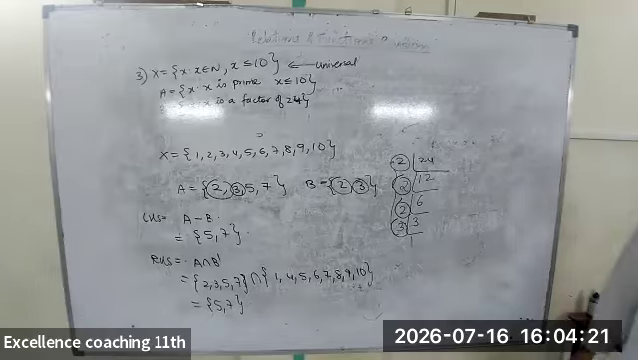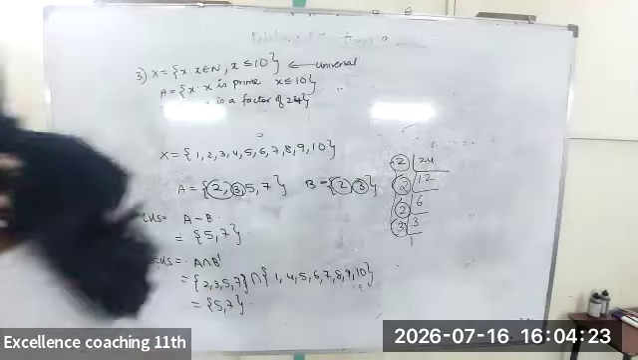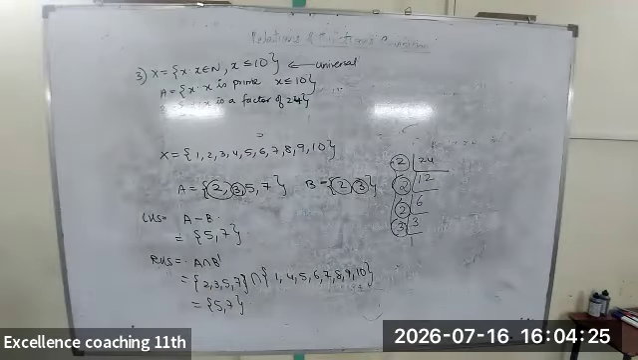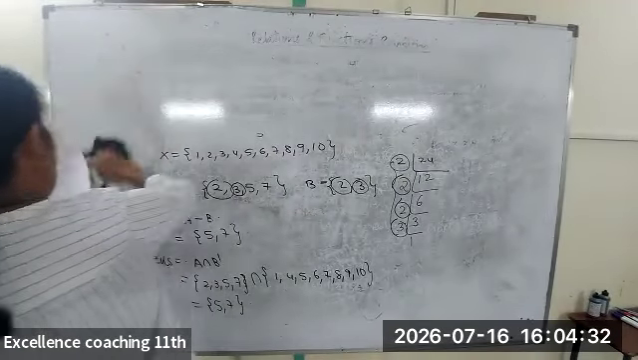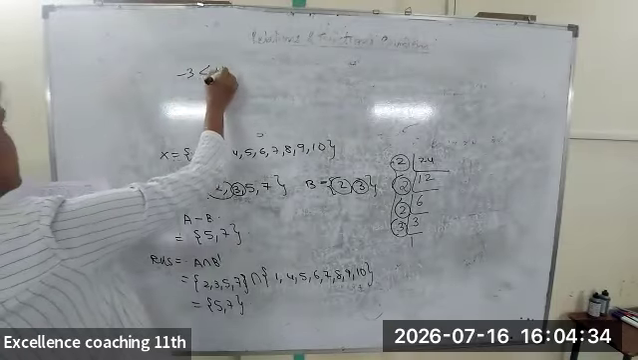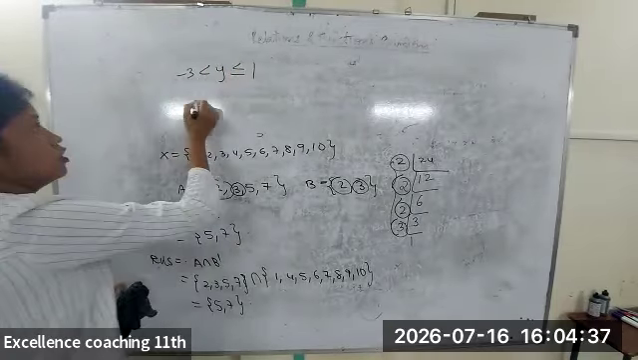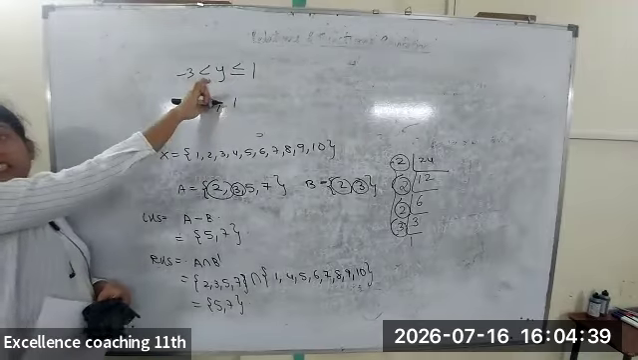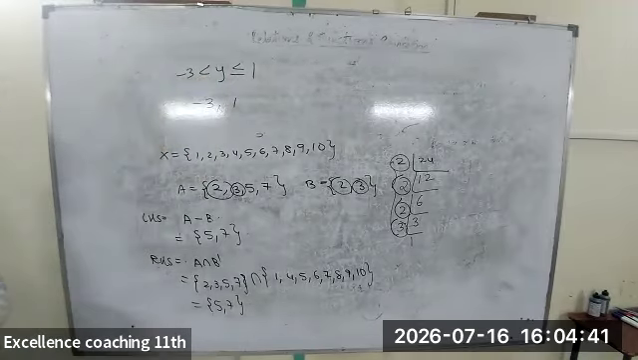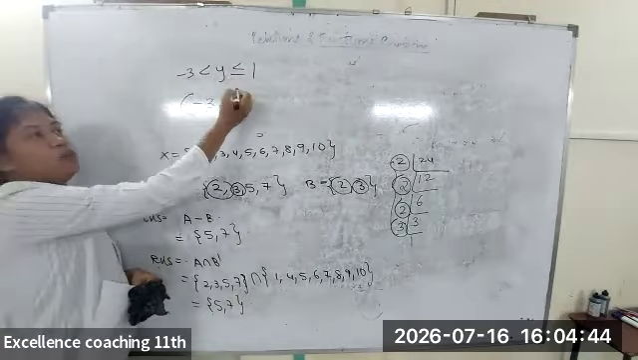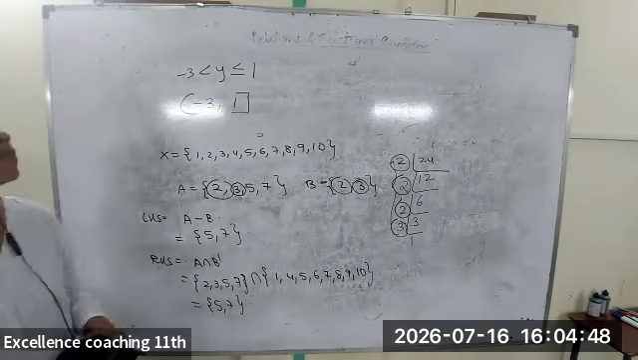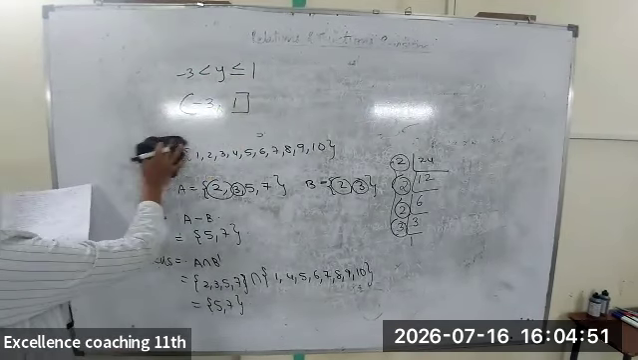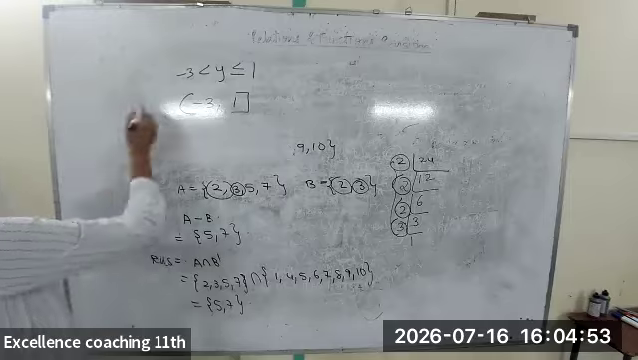Done? Third one? Any difficulty? Understood? Okay. Fourth, interval form. Fourth is easy. So -3 to 1. Whenever there is no equal to sign, which bracket do you use? Round bracket. And with an equal to sign, a square bracket. So which option? C, no? C is the correct answer.